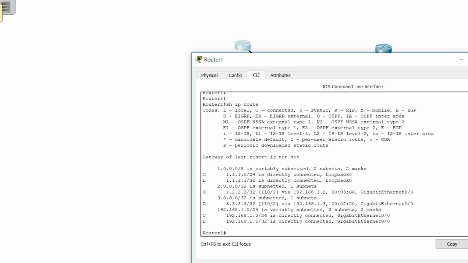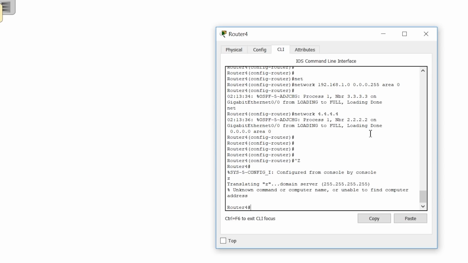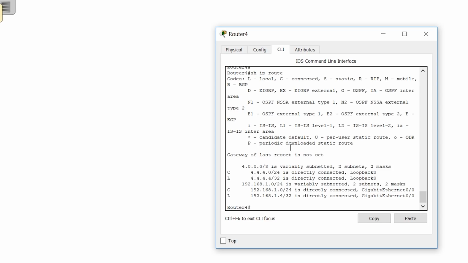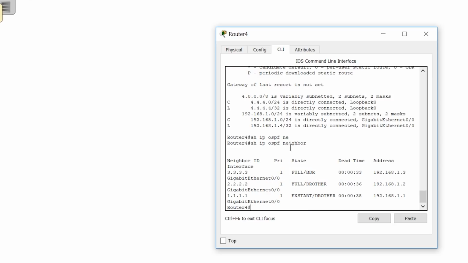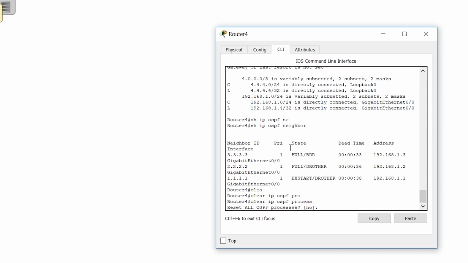Still, even though it's reached a two-way state here, this is not advertising. Let's see what's happening. Show IP route. And for some reason, let's see this, show IP OSPF neighbors. Okay, so it's still in Xstart. It's stuck in Xstart.